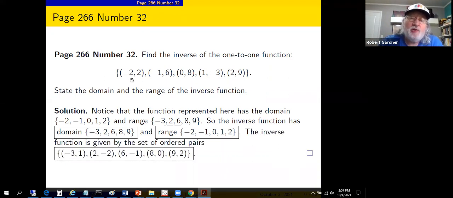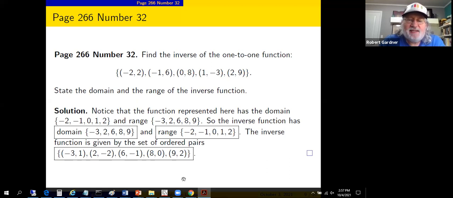So we'll swap the orders on each of these. Swap the order on -2, 2 to get the pair 2, -2. -1, 6, reverse the order, becomes 6, -1. 0, 8 becomes 8, 0. 1, -3 becomes -3, 1. And 2, 9 becomes 9, 2. Again, listing them in increasing first component, first coordinate values. But again, order doesn't matter. But there's how we can represent the inverse function in this setting.